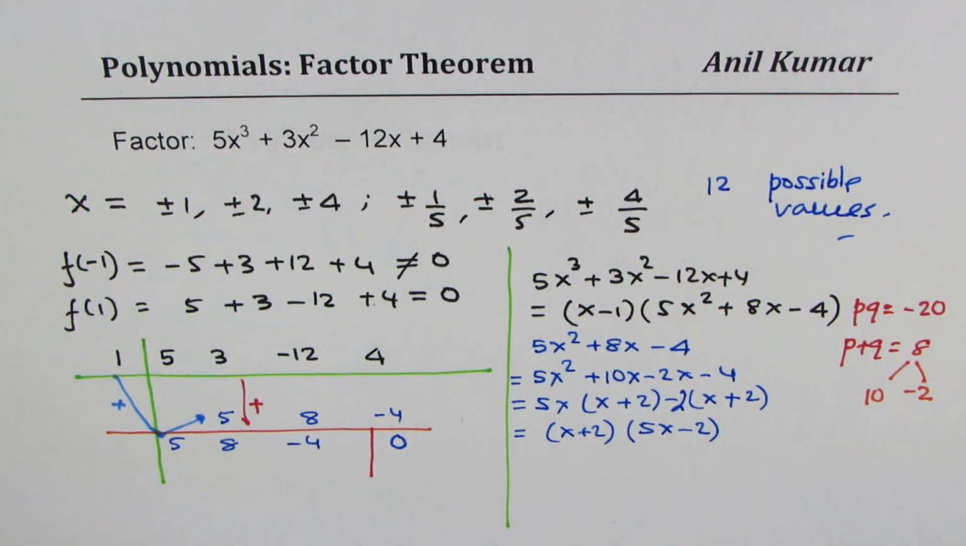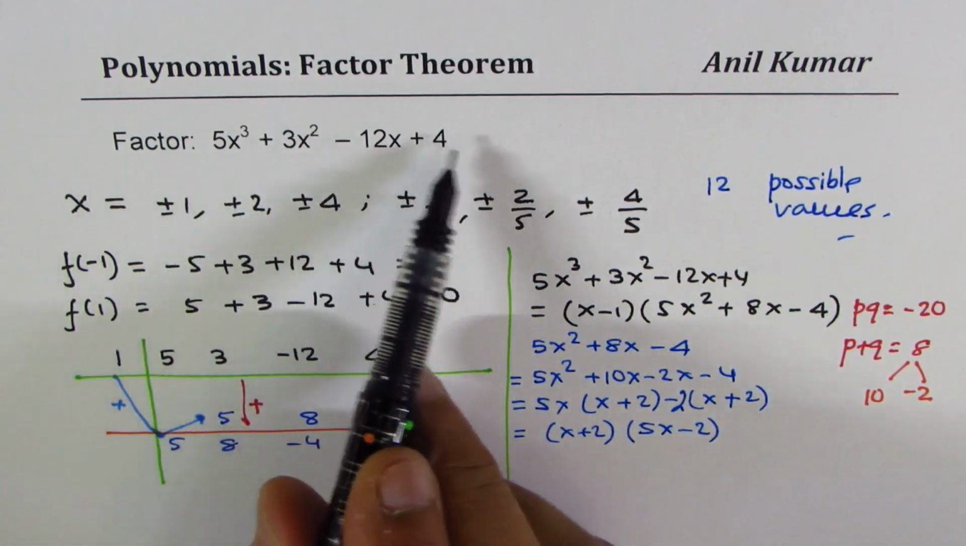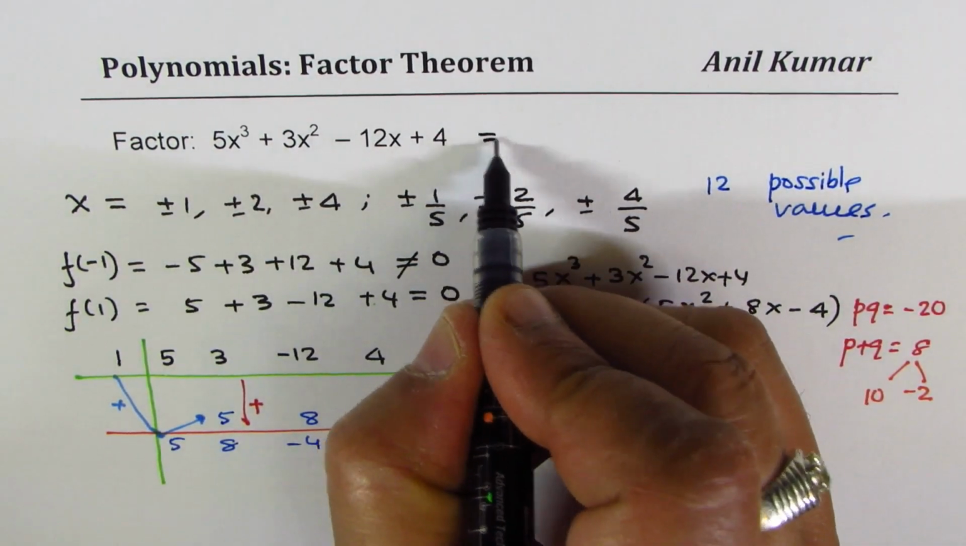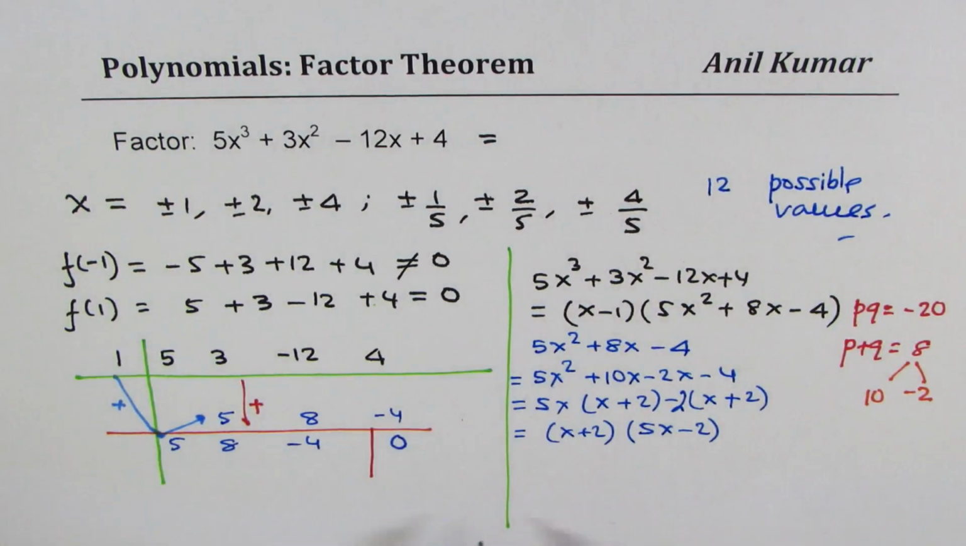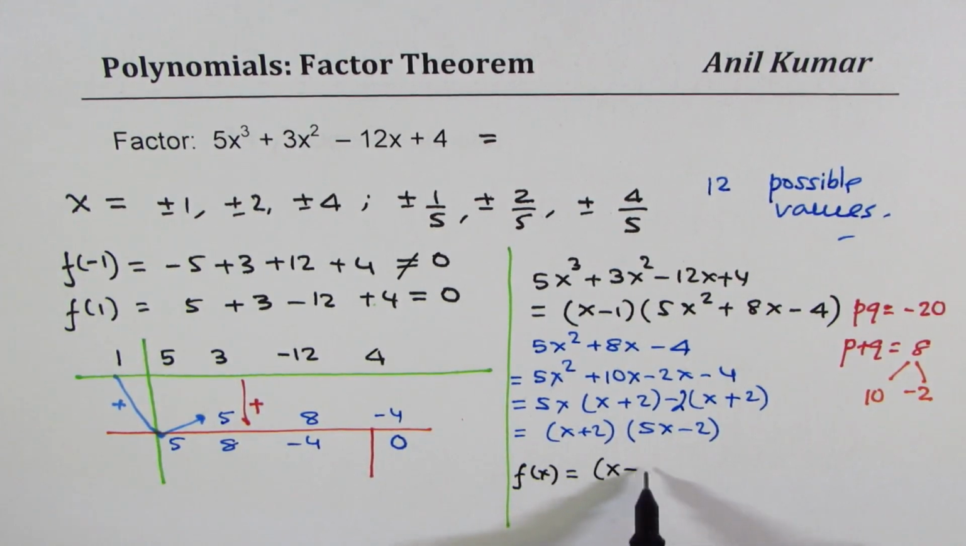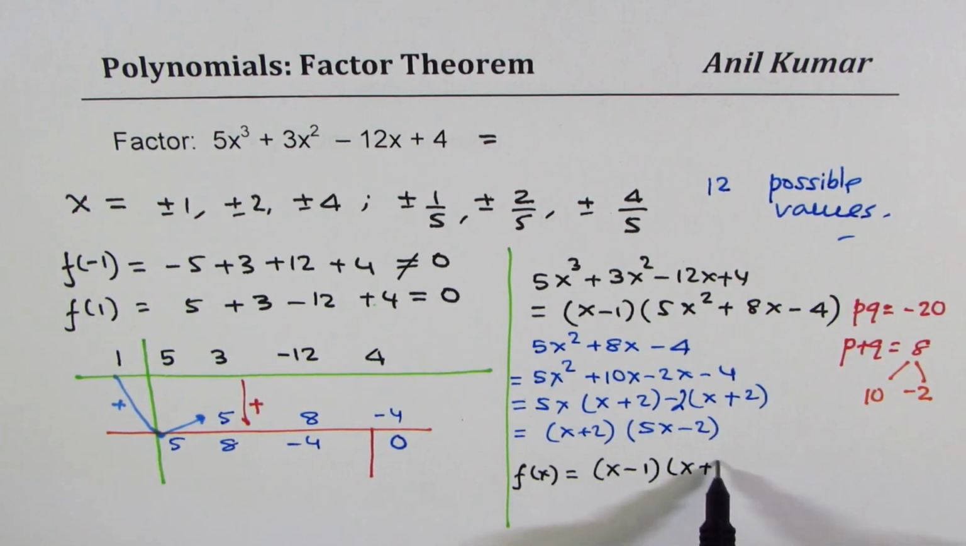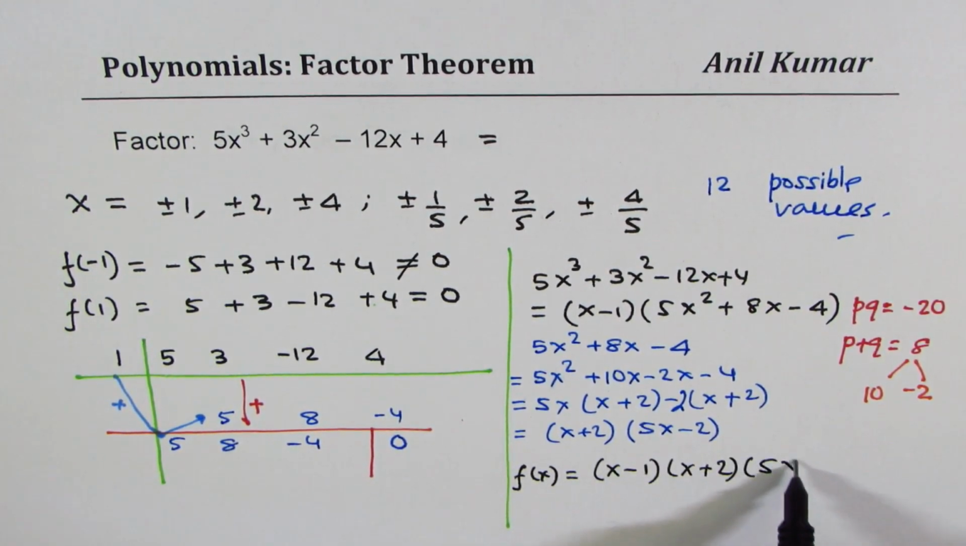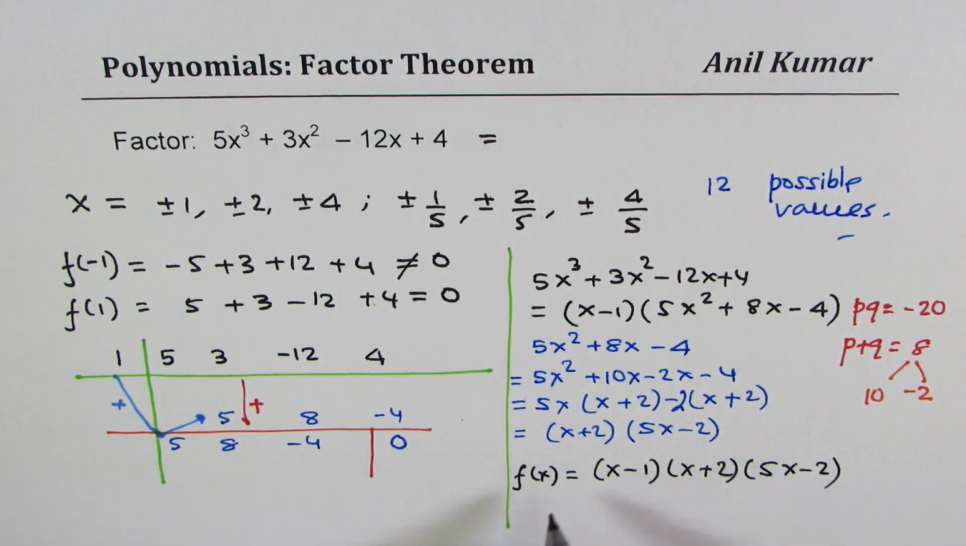So what you see here is that the given function could now be written as what? Let me write here and then I'll copy it there. So the given function could now be written as product of all these factors, which are x minus 1 times x plus 2 times 5x minus 2, right? So that becomes the factored form of the given polynomial.